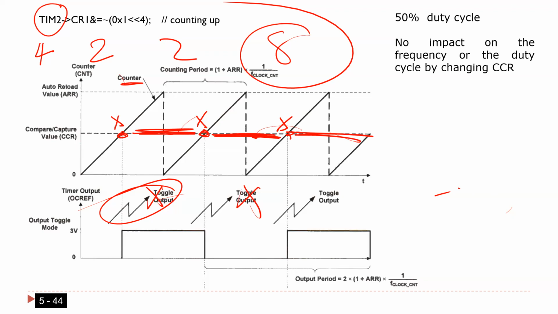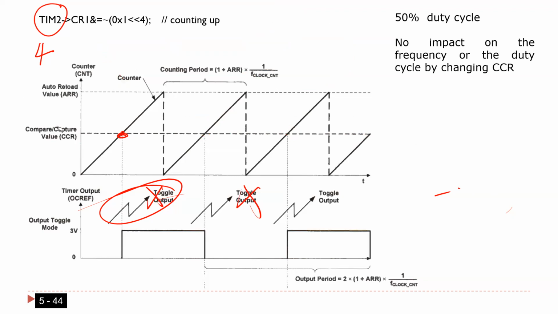In this case, I don't care about the pin, so I'm not going to use the pin, because I'm not generating a signal. I just want to get periodic interrupts. That's what I explained last time. However, there is a small issue here that I'm going to fix.